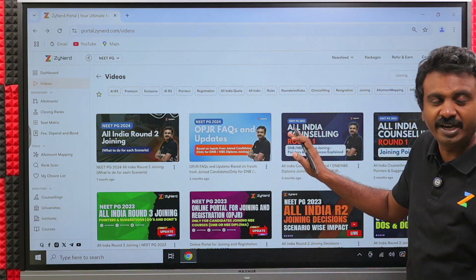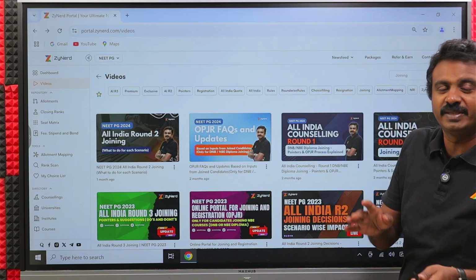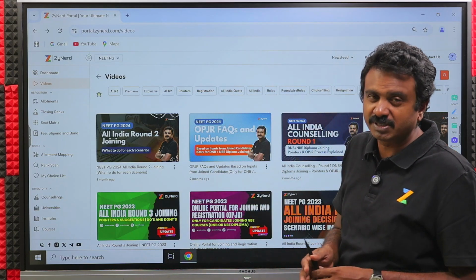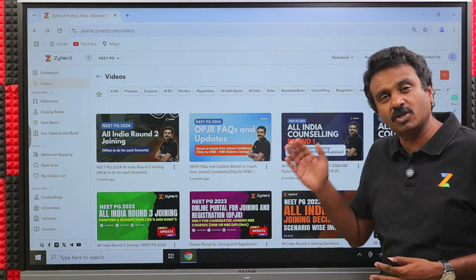Here, go through it for DNB and NB diploma joining. Ignore the OPJR part there; for OPJR, check this part. So that is what it is. We have all the necessary information available in ZyNerd. If you subscribe and you're looking at allotment mapping to decide on state Round 3 versus All India Stray, that is also available in ZyNerd.